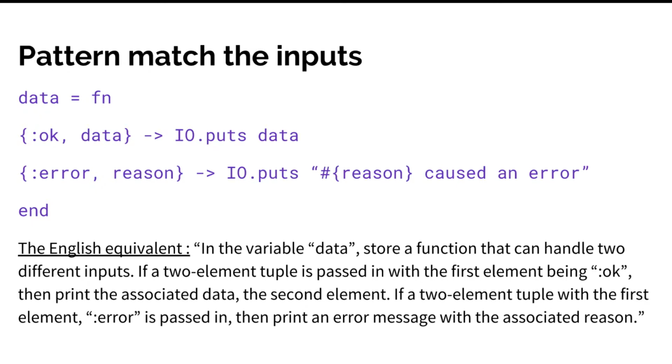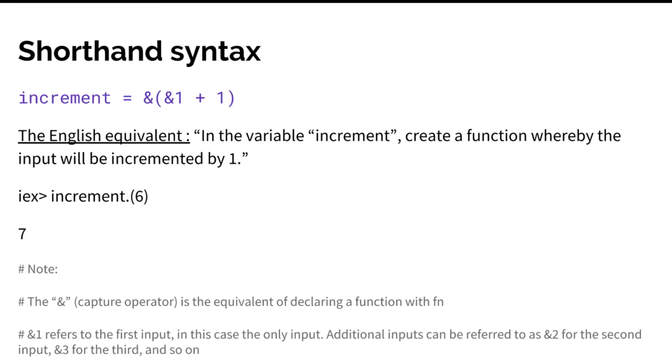In the event we know our input is going to be a 2-element tuple, but we don't know which tuple we're going to receive. If an operation is successful, we'll receive ok, data. If it fails, we'll receive error and then the reason. We can pattern match based on the input. Here we're saying that if we receive a 2-element tuple and the first element is ok, then we want to print out the data. If, however, the first element is error, then print out a message with the reason for the error.